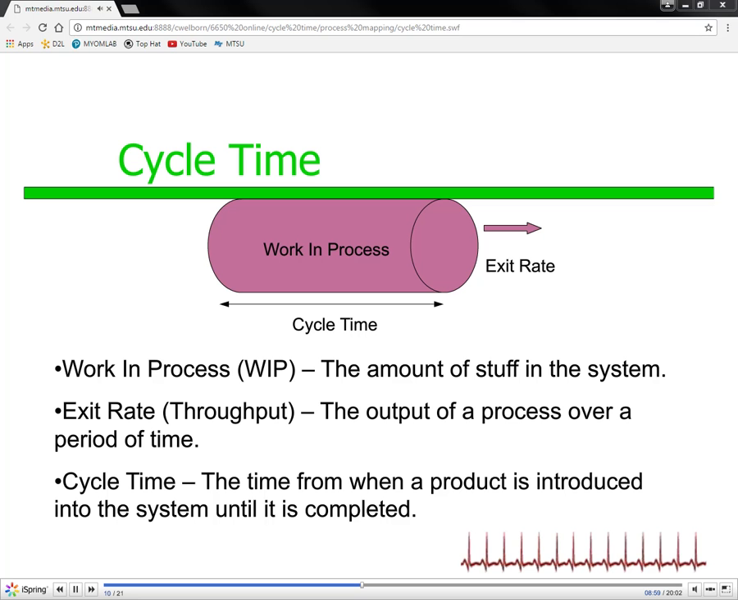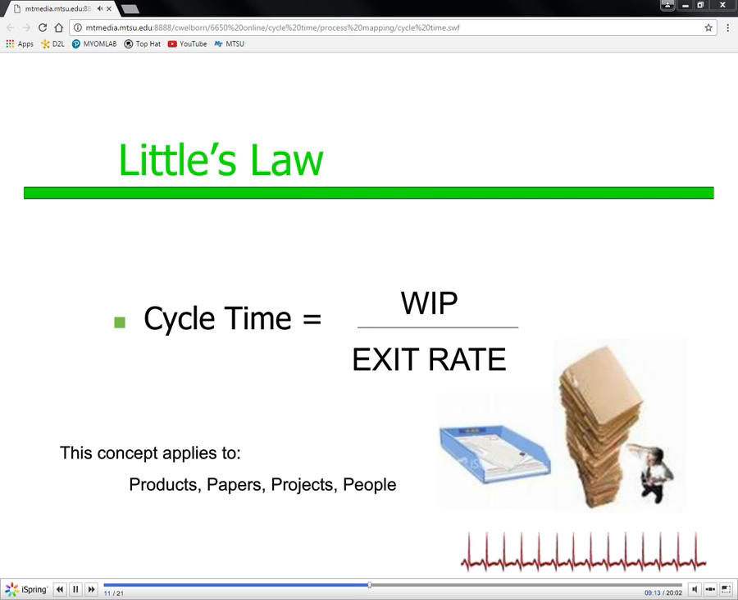So when we think about cycle time, how long does it take from the time we start a new job at the beginning of the process until that job comes out the other end finished? We have a ratio that we're going to be able to work with. And the ratio is what's known as Little's Law, and it just says cycle time is a ratio of the work in process divided by the exit rate. And obviously in a lean environment, our goal is to decrease the cycle time.